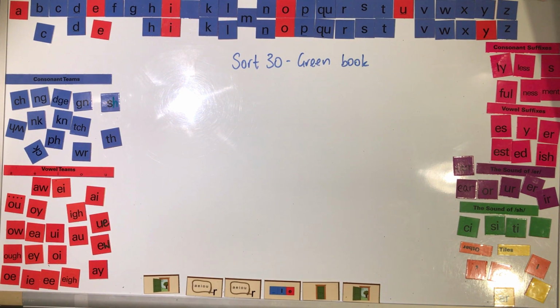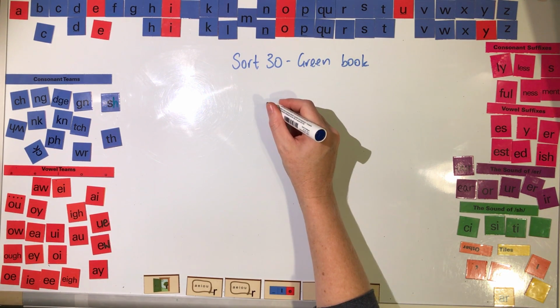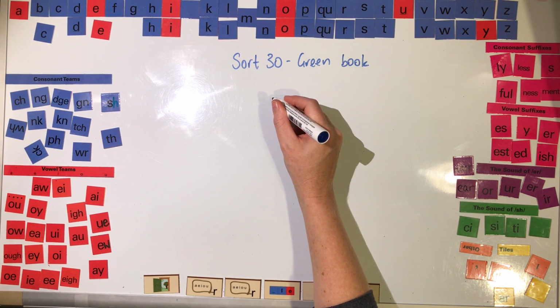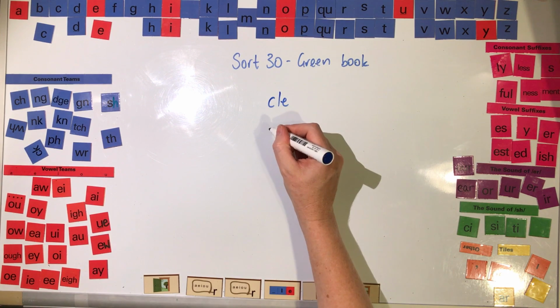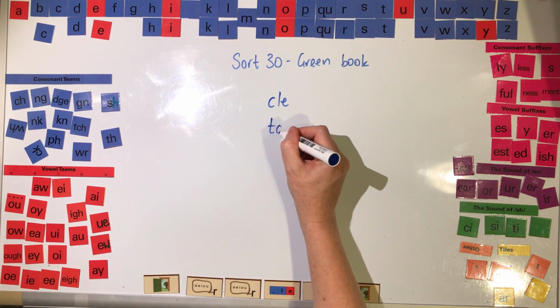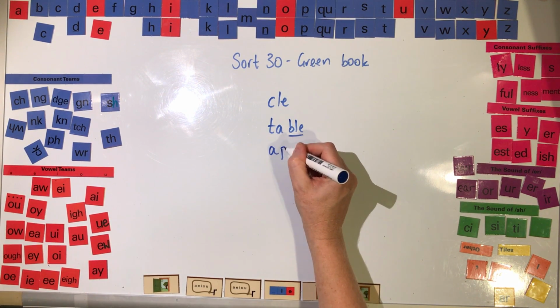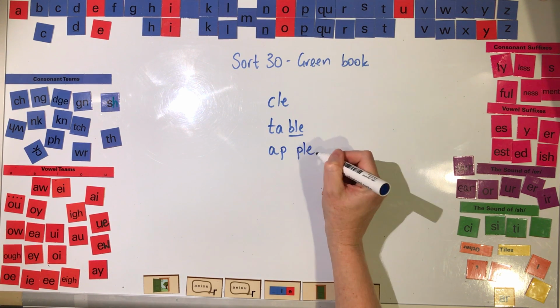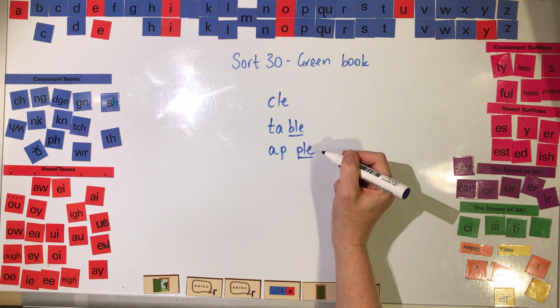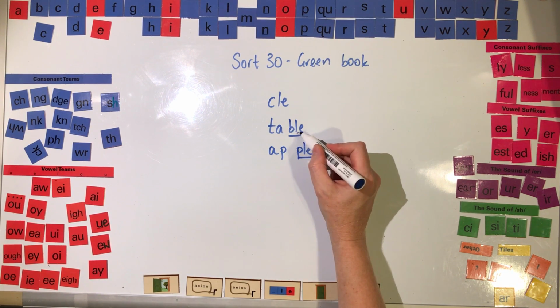We are going to look at the words from Sort 30 in the Green Book. Okay, so last lesson we looked at separating out our syllables and looking at the ending specifically, consonant LE. So we had a consonant and then LE. So we might have had a word like table, or we also had some words that had apple, like that. So we were by default looking at this LE ending.